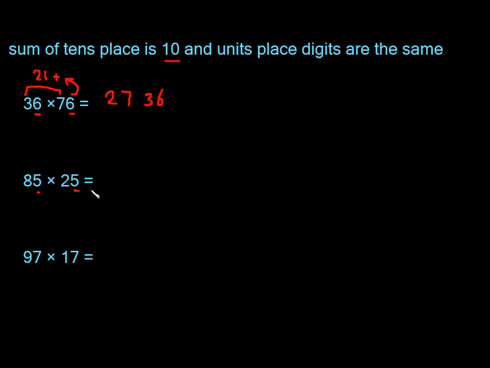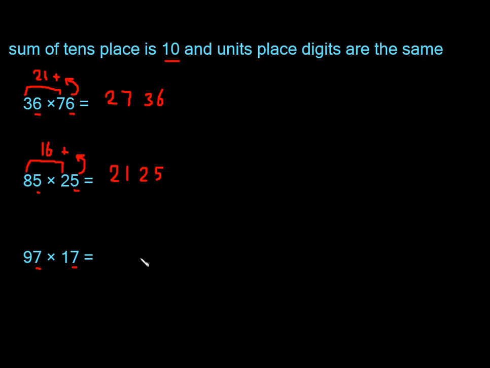Next one, in the same way, we will start with the units. So 5 times 5 equals 25, write it here. And then go to multiply the tens. 8 times 2 equals 16. And don't forget to add the units. 5 plus 16 equals 21. So the answer is 2125.